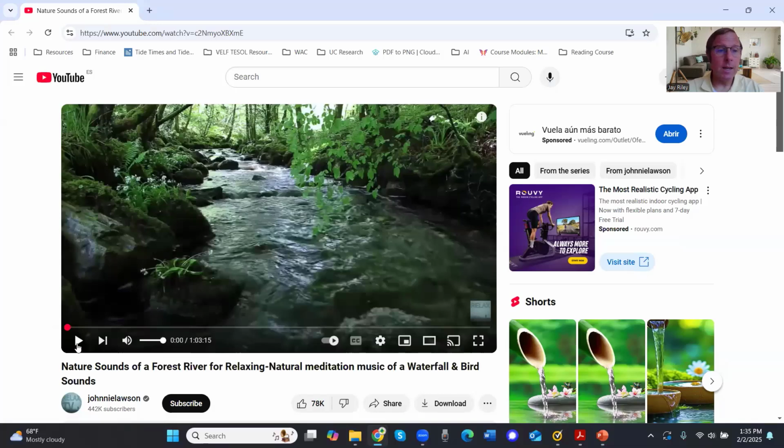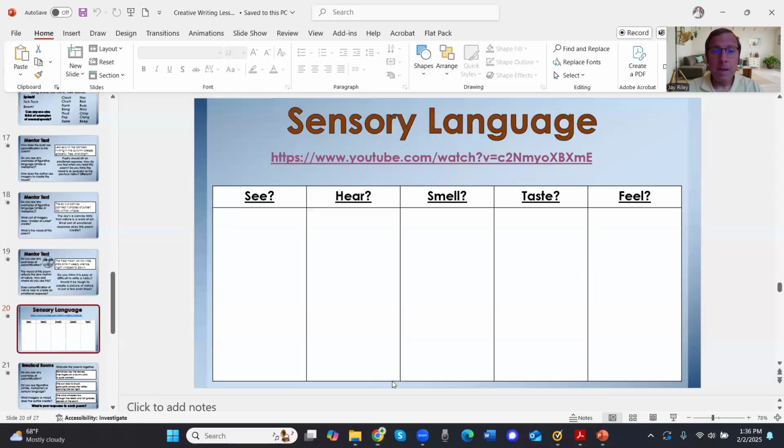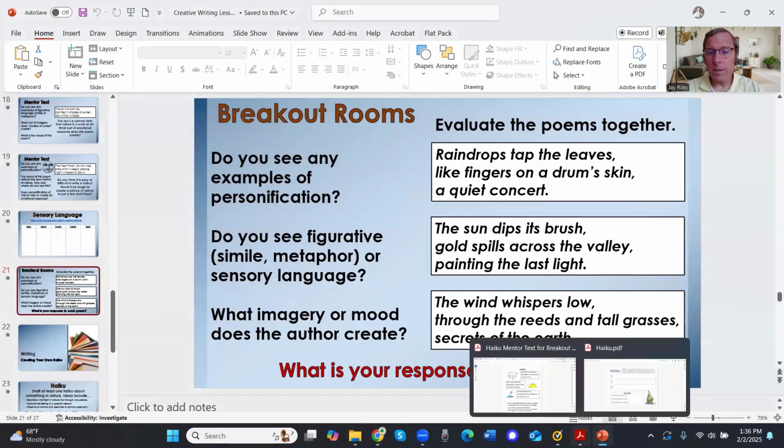And here we've got a brook or a stream just passing through a forest. And I won't play this, but anything like this is a great way to brainstorm some ideas for a haiku that we might choose to write. So if you choose not to do that, you can go outside. If you've got access to something that's a natural setting close to your home, you can do that instead.